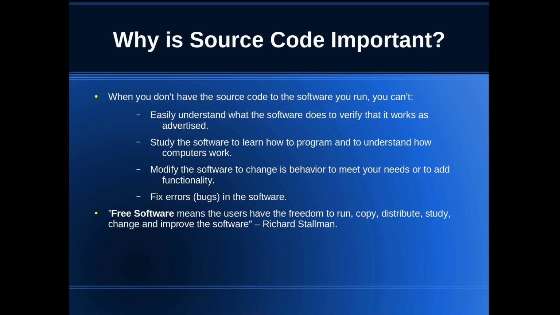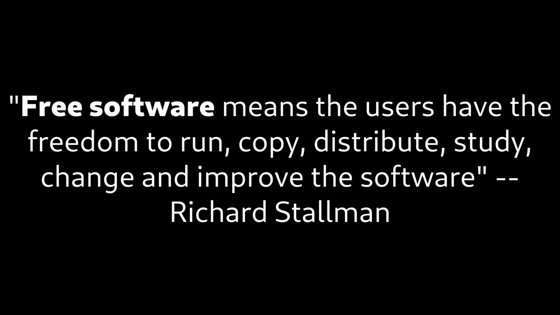So why is source code important? If you don't have source code, it's impossible to know what the software is actually doing. So you need it in order to understand it. You need it in order to study the software. This is useful if you want to learn how to program and understand how computers work. It's also critical if you want to change its behavior to meet your needs, to add functionality, to fix bugs, etc. And that's what makes Linux and software distributed as part of the free software movement or the open source movement different. The license requires that the software always come with source. So this is again Richard Stallman. Free software means the users have the freedom to run, copy, distribute, study, change, and improve the software.